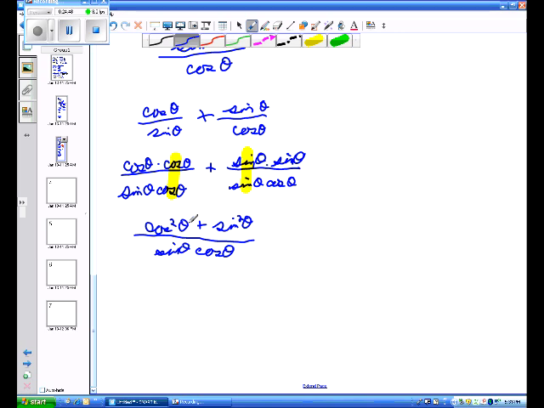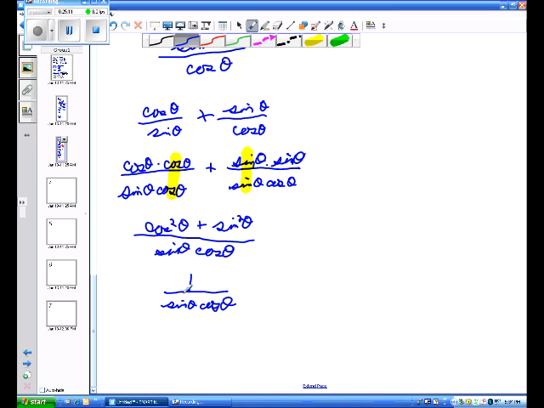But I see a sine squared and a cosine squared, and I know that my Pythagorean identities tell me that cosine squared plus sine squared is 1. So I can replace that with a 1, and I've got my expression. I've done my addition.